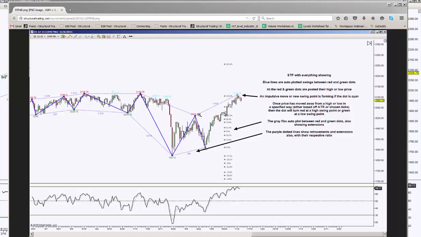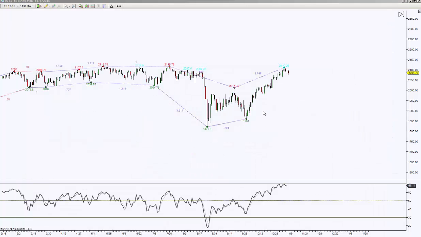This is everything really plotted. Now, those that are just learning, it's one thing to have them all, but for me, I like to remove these gray fibs. I also like to remove the blue lines. So this is what it looks like, okay?